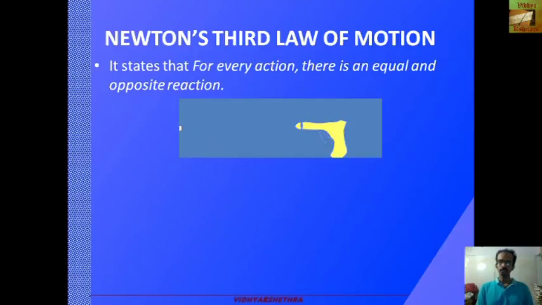In this, a gun is firing a bullet. When the gun fires the bullet, it causes the gun to move upwards. That is, the gun drives the bullet forward while the bullet exerts a force which drives the gun upward, which is the reaction.